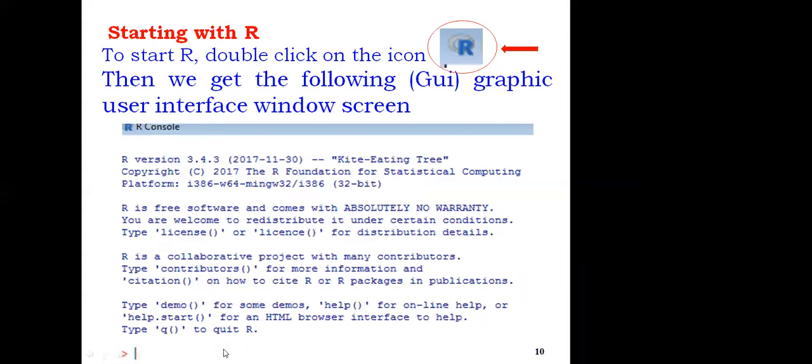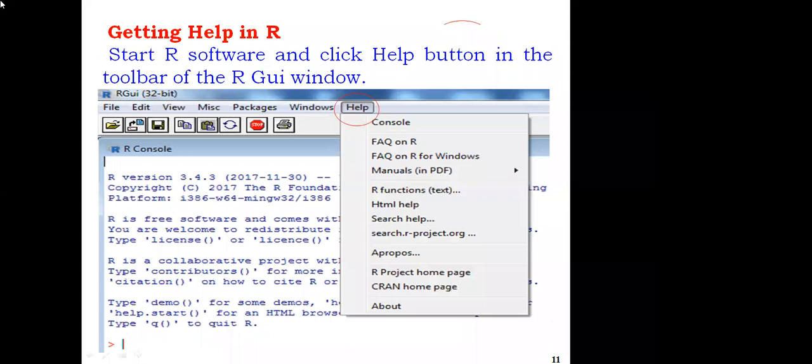That means this is called your command line. You can type anything here in this window. I have taken the screenshot when I have done this, so I just paste it here in this presentation. If we double click on this R icon, then we'll get this type of graphic user interface, GUI window, and then we can write commands from this line. And now you see, getting help in R, how?